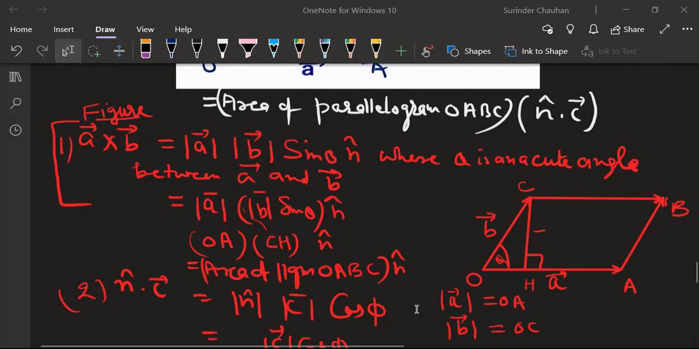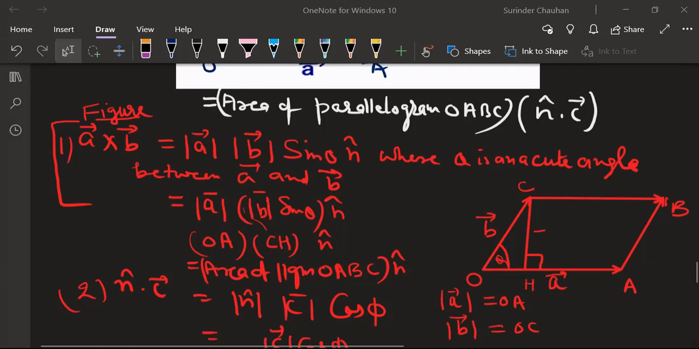OA is the base of this parallelogram, and CH the height. So OA and CH will give you the area of this parallelogram, base into height. This implies the cross product of the two vectors A and B is equal to the area of the parallelogram OABC in magnitude, and the direction will be perpendicular to both vectors.